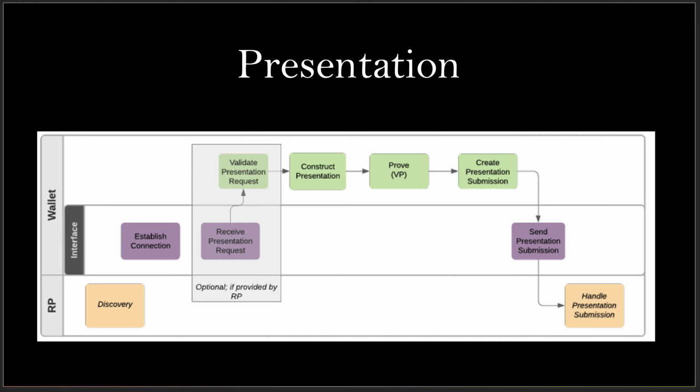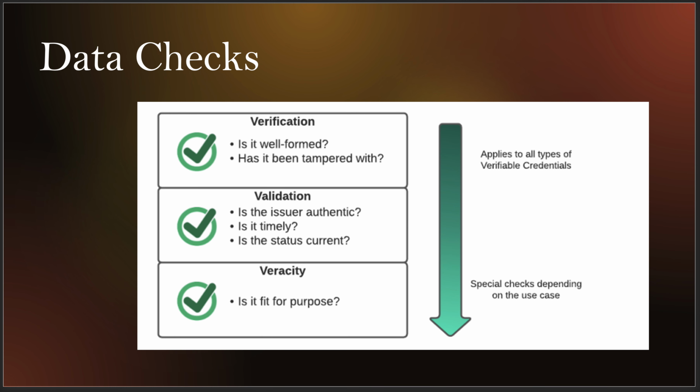We have to make sure that we can get this data quickly to the employer or to the school system to validate who we are. So the data checks is the thing that we really need to make sure of too. We need to be able to verify all types of verifiable credentials and do special checks based on the use case. And that's verification. Is it well formed? Has it been tampered with? We know that in the blockchain really quick.